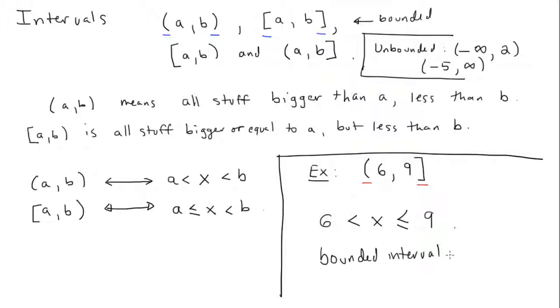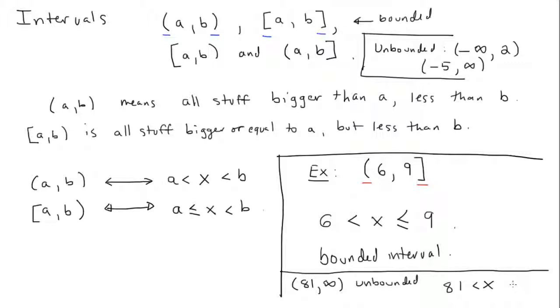Okay, and let's look at one more example of something which is unbounded. So let's take the interval from 81 to infinity. Definitely unbounded. And just like before, we can write this. It's everything that's bigger than 81 but less than infinity. Now all numbers are less than infinity, so we don't need to actually write less than infinity. It's tacitly assumed. So all we need to say is everything that's bigger than 81. And that's all we need.